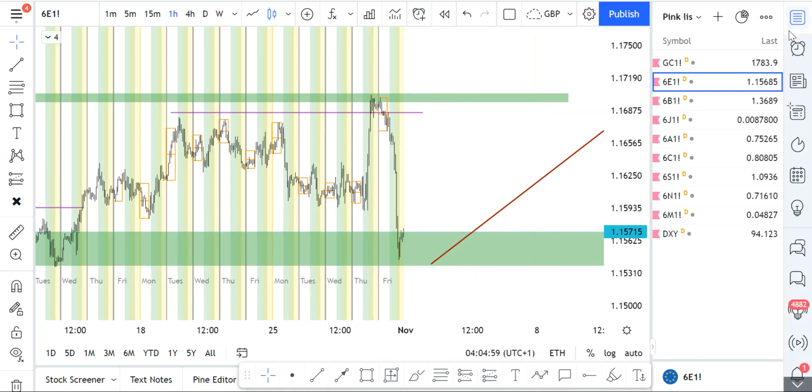Now, these are all the indexes on the forex pairs for the major currencies.